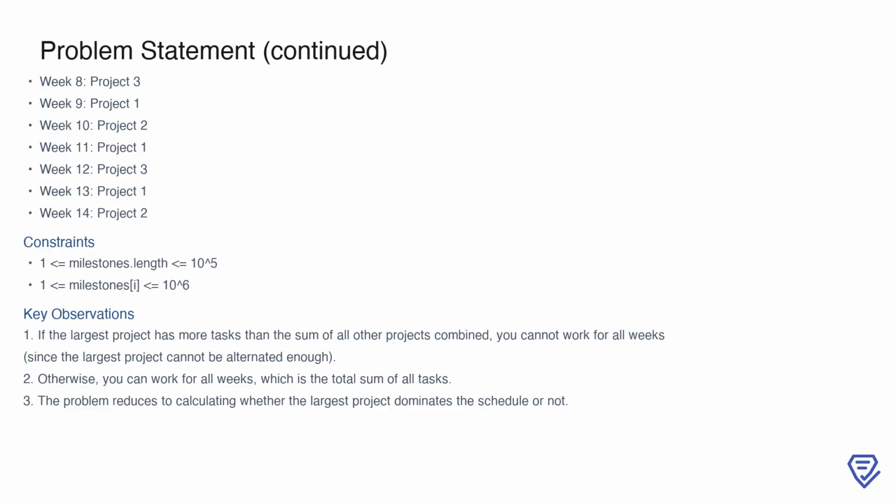Now, let's summarize some important observations about this problem. First, if the largest project has more tasks than the sum of all other projects combined, you won't be able to work for all weeks. This is because the largest project cannot be alternated enough to avoid leaving idle weeks. Second, if no single project dominates in this way, you can work for all weeks, which is equal to the total number of tasks. So, the key is to check whether the largest project dominates the schedule and calculate accordingly. This reduces the problem to a simple comparison and some calculation.